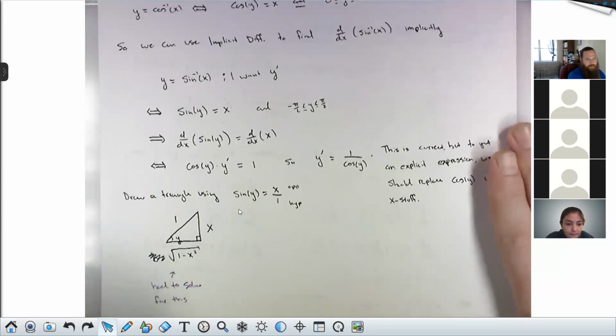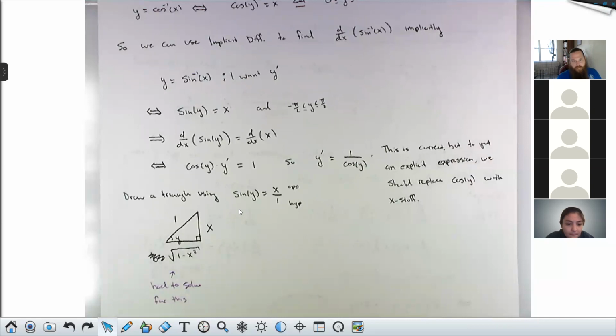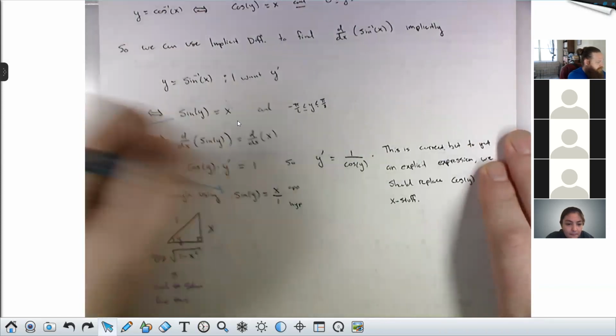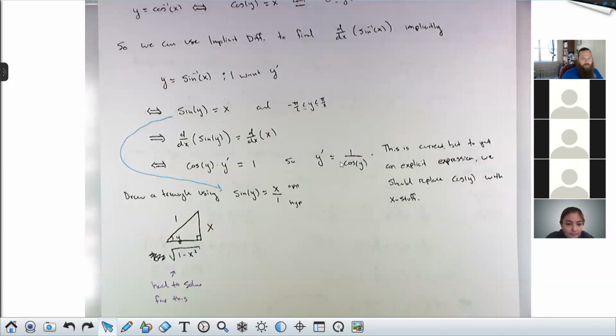I have a question. I hear you draw a triangle and the sine y is equal to x over 1. Is it because up top you already know that sine y is equal to x? Yes. That's where I'm getting this from. Sorry, let me state that explicitly. Remember, my goal is to find cosine y in terms of x. I know that sine y is equal to x, so I can call that x over 1 and use it to draw a triangle. This is something that hopefully you're familiar with from your trig class, but if you haven't seen it in a while, here it is.